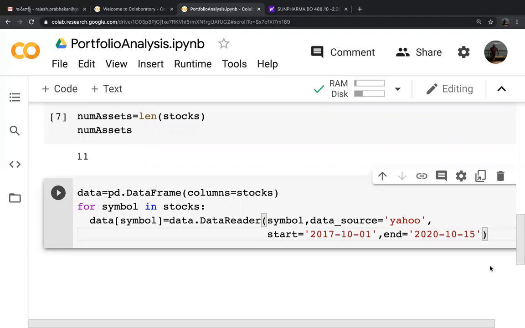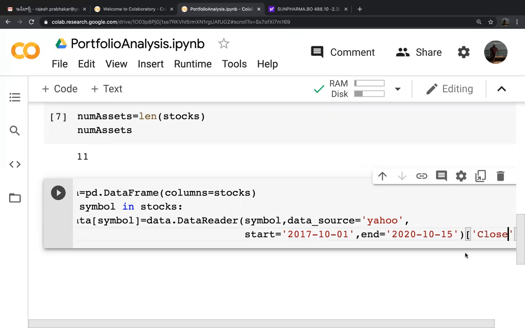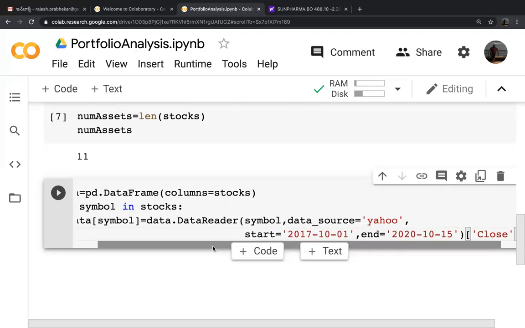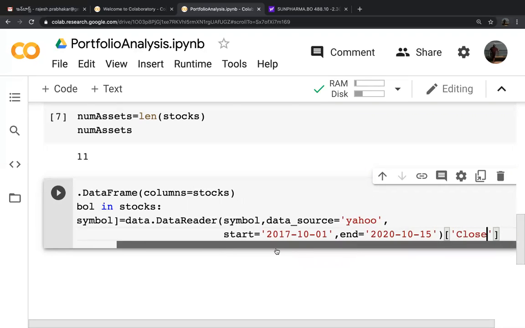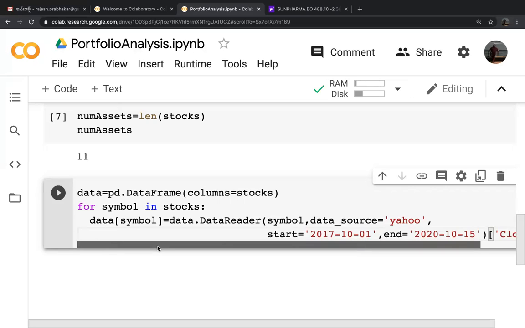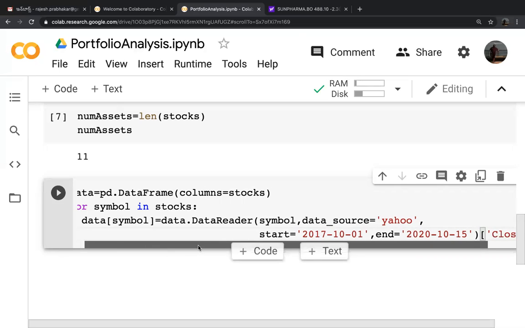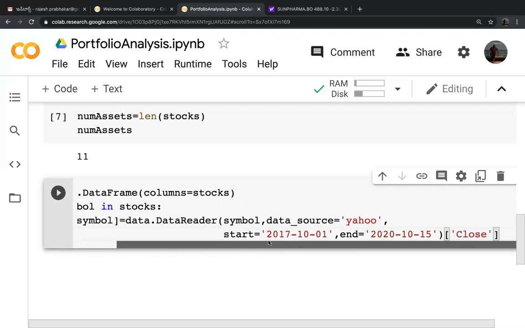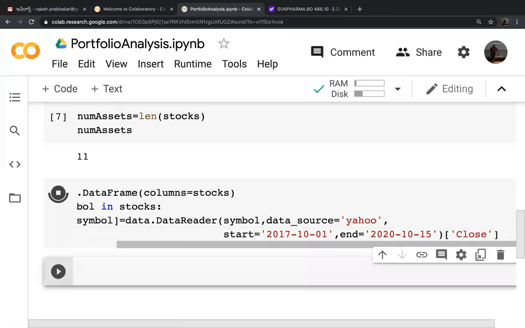And in the square brackets, outside the round brackets, we have to give what data we want. We want only the close price, so add 'Close' to the command in square brackets. So data is equal to pd.DataFrame, columns is equal to stock, because we want column names as stock names. For symbol in stock, data[symbol] is equal to data.DataReader with symbol, Yahoo source, start date and end date. Then we specify only one column, the close price column. We'll run the data.